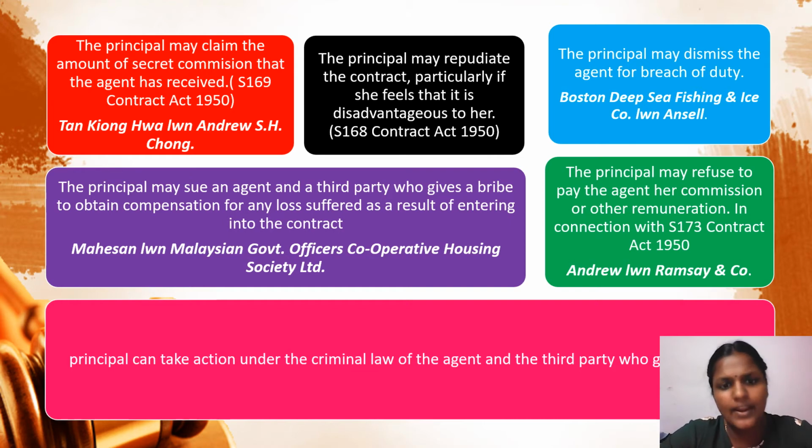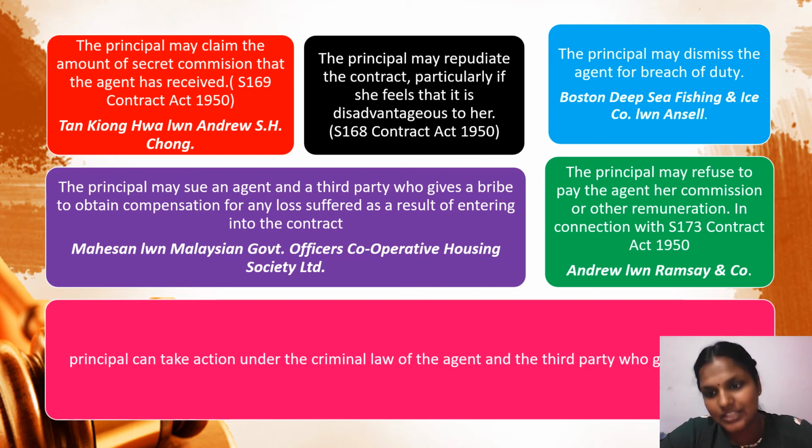The principal also may sue the agent and the third party who gave a bribe to obtain compensation for any loss suffered as a result of entering into the contract. Based on the question, Dalila may sue Devi and Cho, who gave the bribe, to obtain compensation for any loss suffered as a result of entering into the contract. We can see the same in the case of Mahisan, a Malaysian government officer cooperative housing society. The fifth is that the principal may refuse to pay the agent a commission or other remuneration, in connection with Section 173 of the Contract Act 1950. Here, Dalila may refuse to pay the agent Devi her commission or other remuneration because of Devi's attitude.